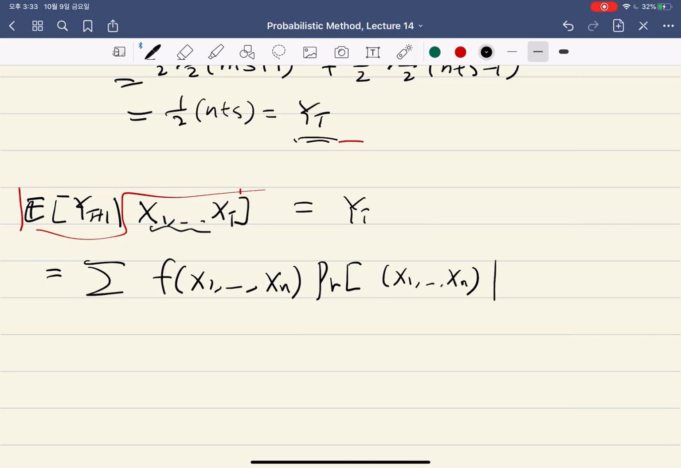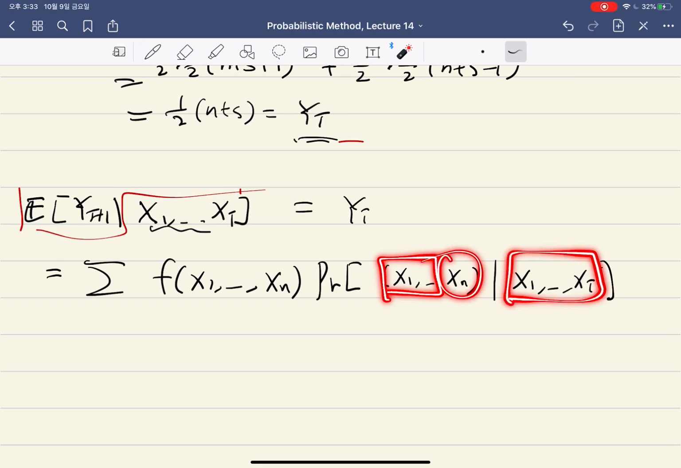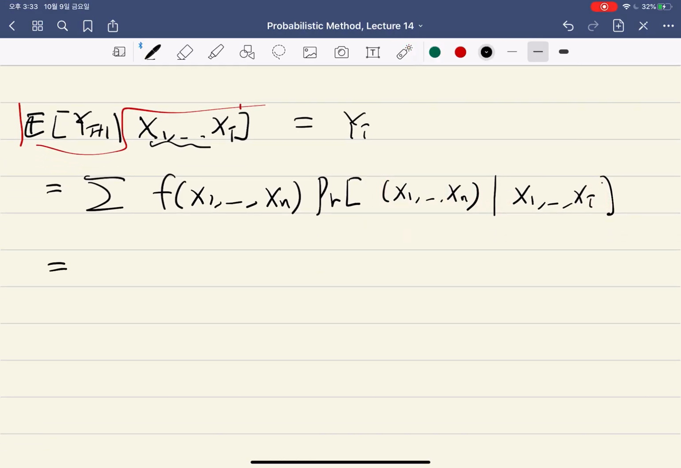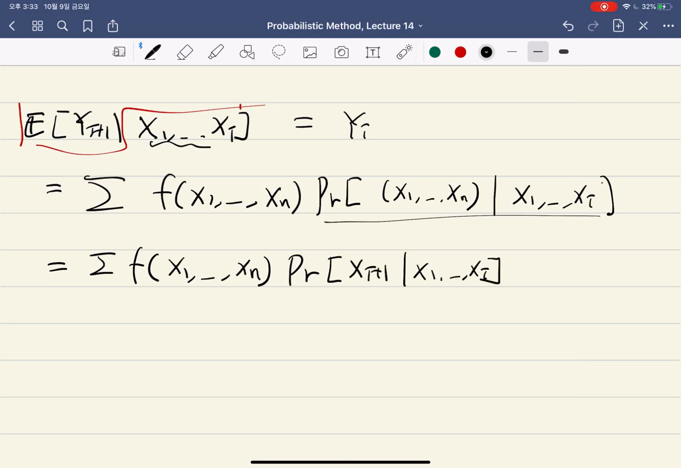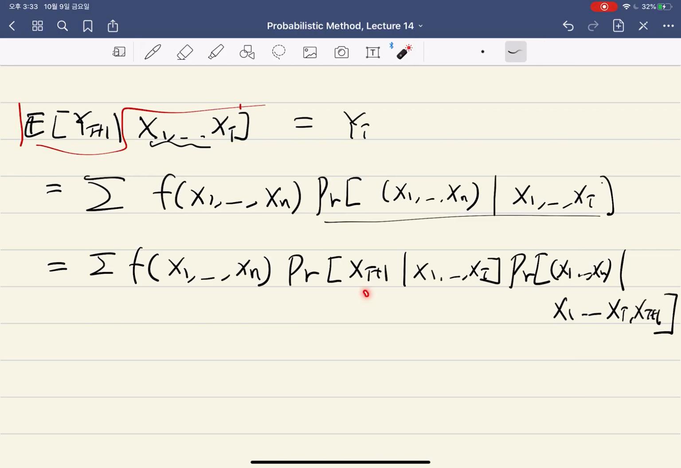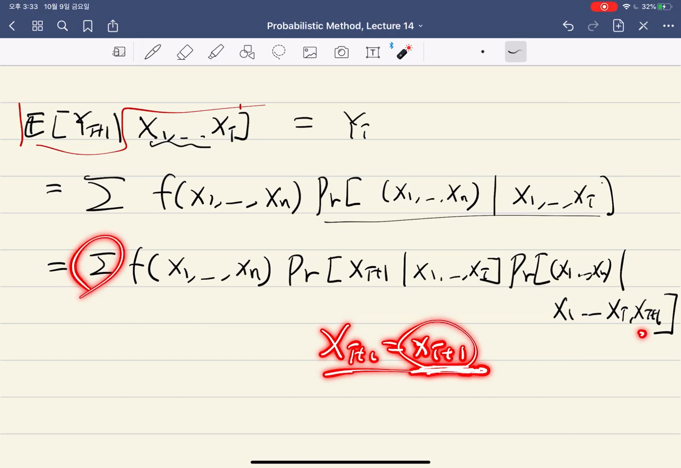Then, depending on the probability distribution, you can compute the probability that you get a specific sequence where the first i entries are the same and then the later entries. But what's this? This is nothing but the probability that you get x_{i+1}, assuming x1 to xi, and the probability that you get x1 to xn, assuming x1 to xi and x_{i+1}. So again, when I write this, this is x_{i+1} equal to some small x_{i+1}, and you consider the summation over this one and the later one as well.